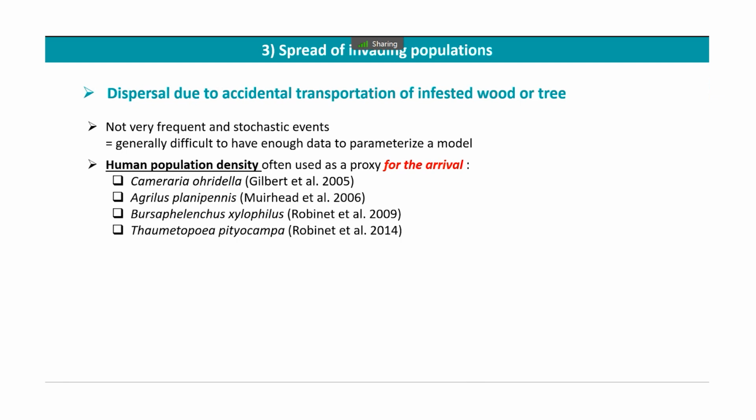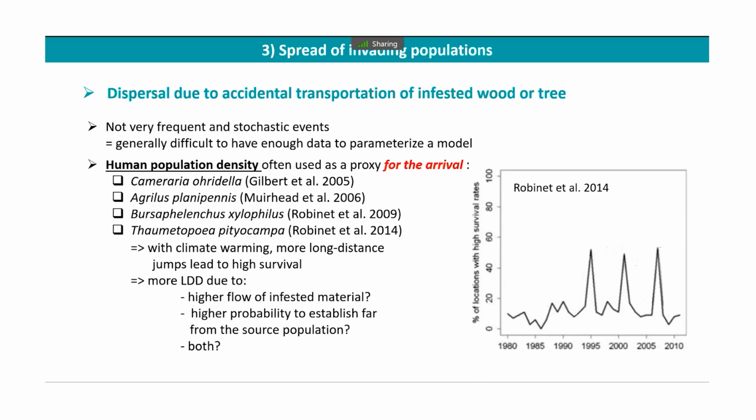This was done for Cameraria ohridella, Agrilus planipennis, for the pine wood nematode, and also for the pine processionary moth. And here, for the pine processionary moth, I played with climate change, and we can see that each year there's a given number of potential long distance jumps, but always the same in this simulation model.